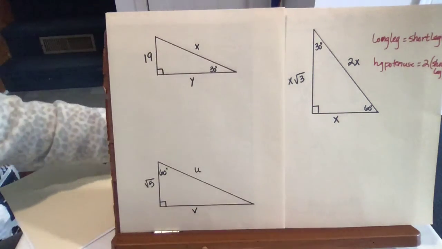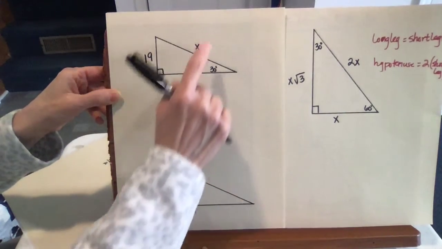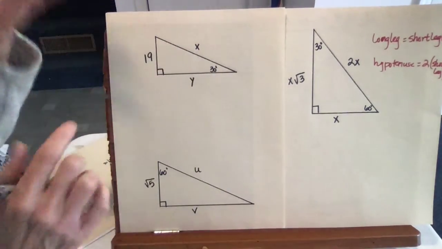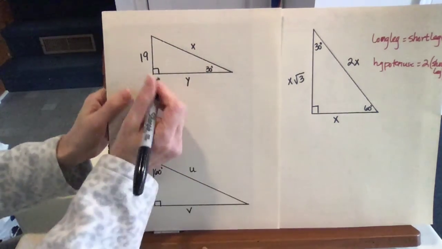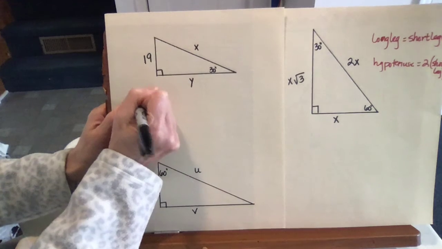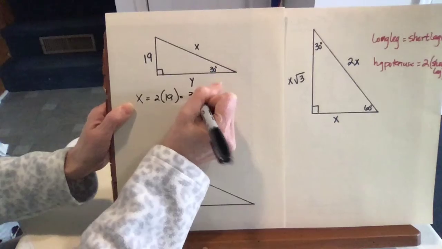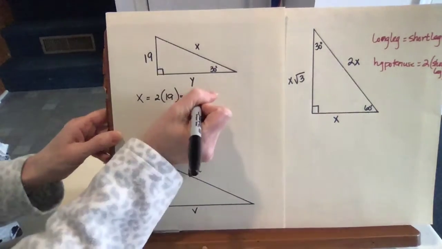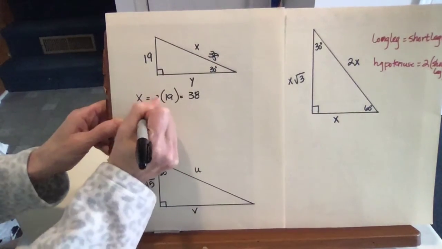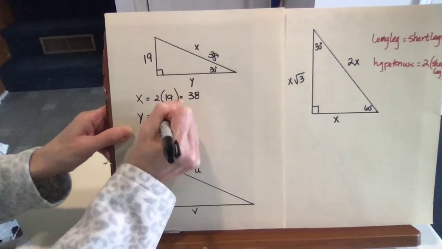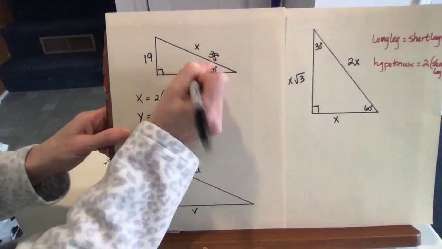Let's try another problem. All right, our short leg is 19, our long leg is y, our hypotenuse is x. Sorry, x. So let's do our hypotenuse first. It's going to be twice our short leg, so it's going to be 38. And there you know where I got the 3 and the 8 from. So that's 38. And our y is our long leg, so it's going to be our short times root 3, and that's it, 19 root 3. And done.